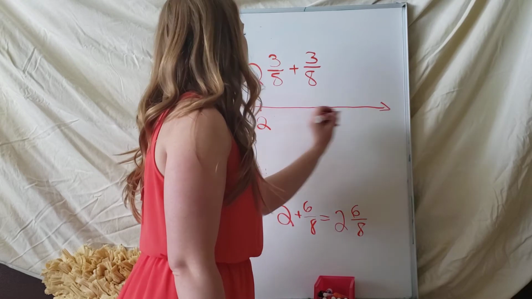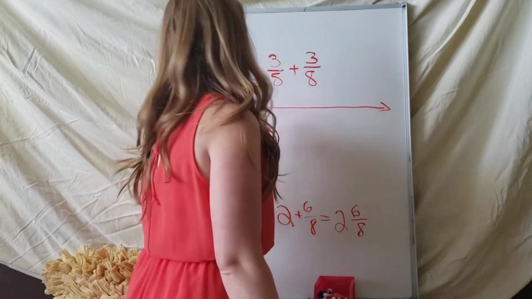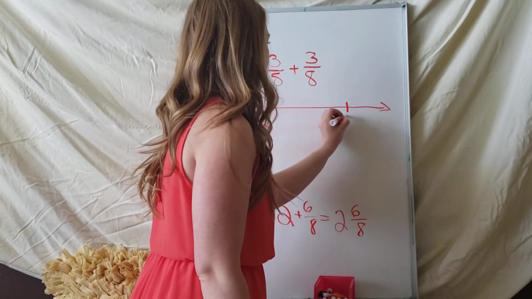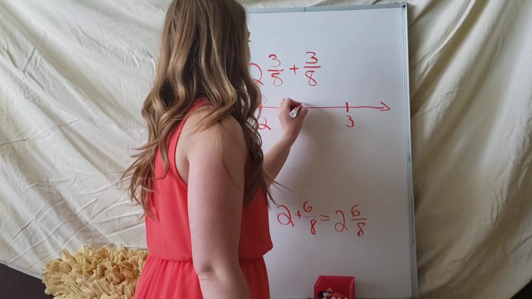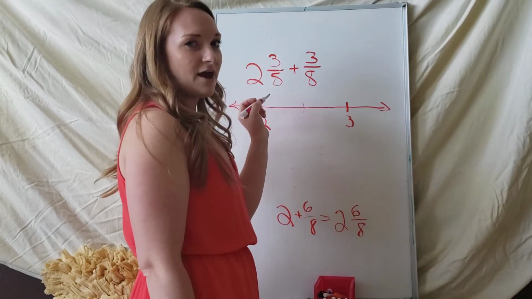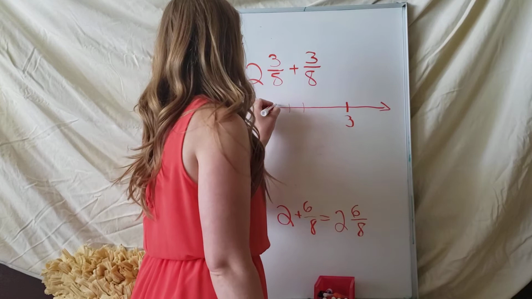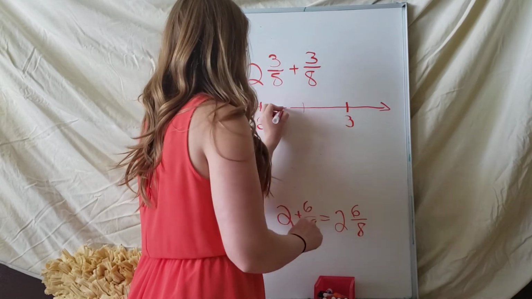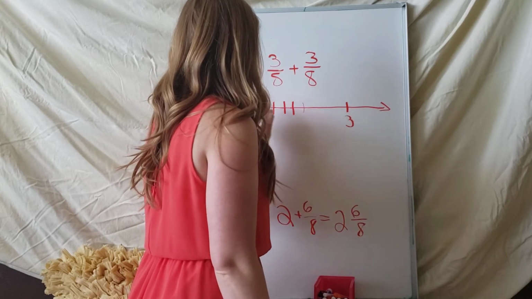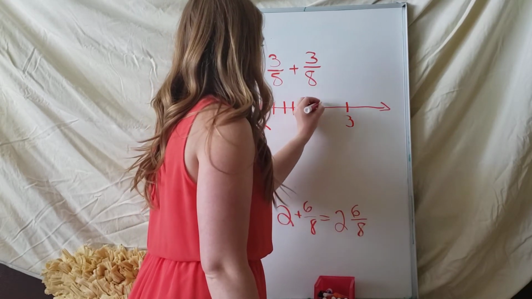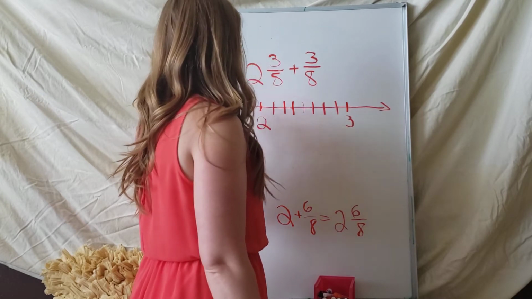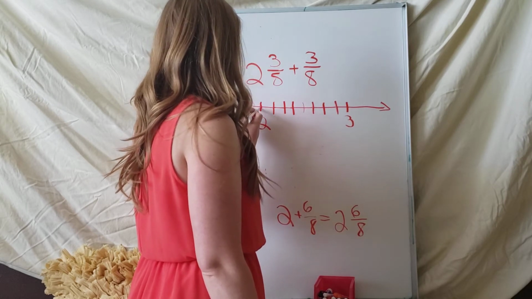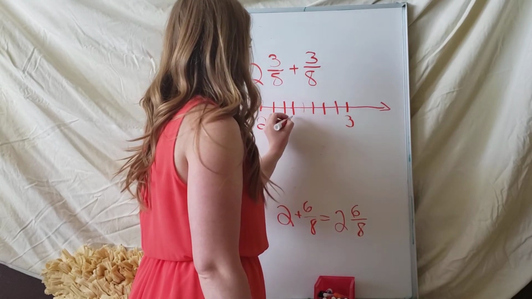And I'm going to draw it like that. And then my next whole number would be 3. And now I have to divide it into 8s because that's the fractional unit we're working with. 1, 2, 3, 4, 5, 6, 7, 8. So if I start with 2 3/8, I have 2, I need 1, 2, 3/8. That's where I'm going to start.